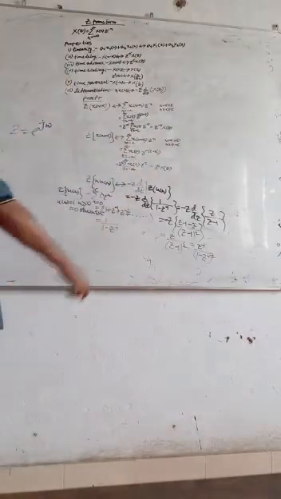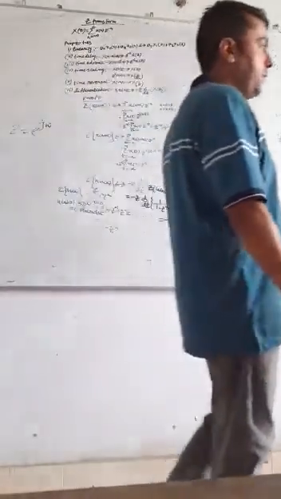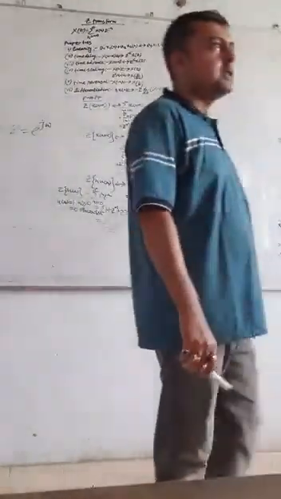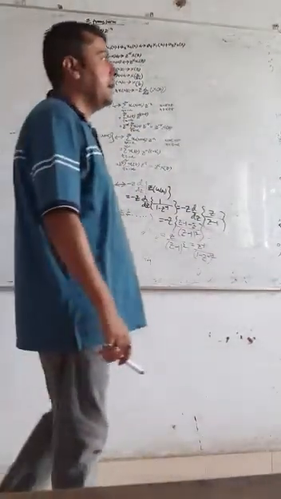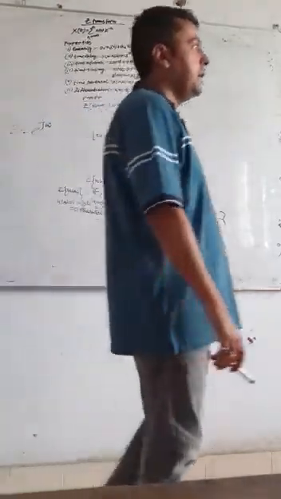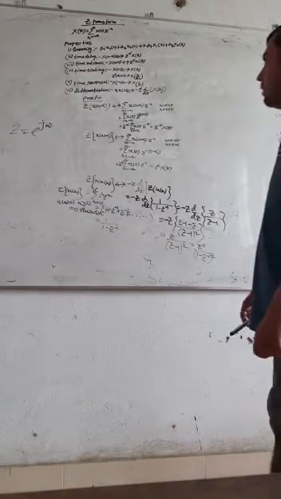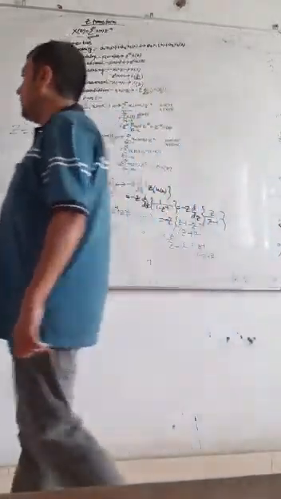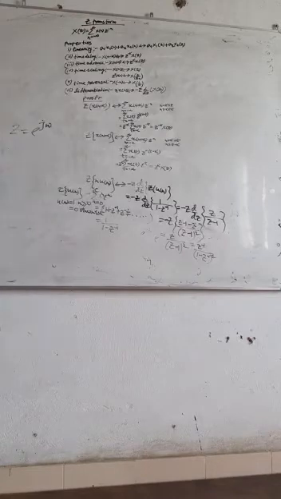So it is proved that if the input signal is shifted in terms of time delay by a factor k, the output Z transform will be X(z) into z to the power minus k.